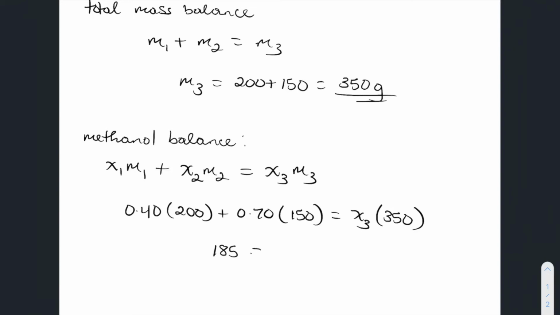If you plug this in the calculator, you get 185 is equal to 350 times x3. So that means x3, if you do your division and you shove that in a calculator, you get approximately 0.53, which is 53% methanol in the third stream.